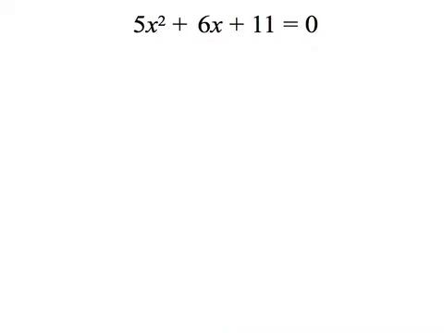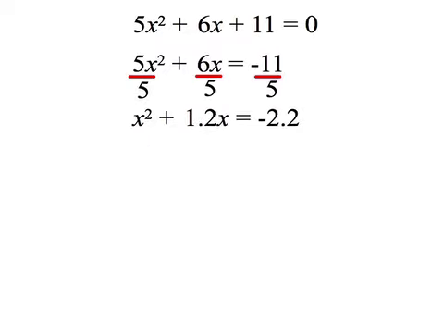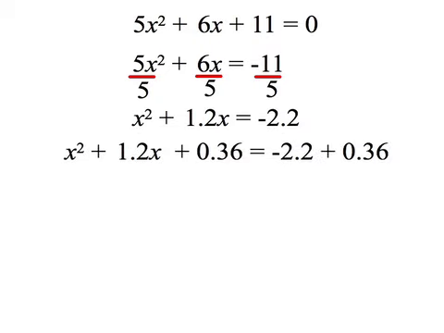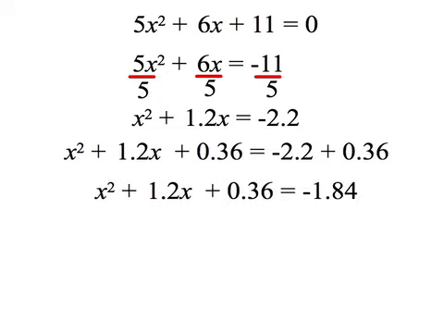Let's take a look at this equation and show what it would have looked like if we had solved it by completing the square. We would have added negative 11 to both sides, divided everything by 5, and then taken that 6/5, cut it in half, and squared it, and added that to both sides, which is 0.36. And then we would simplify the right side to get negative 1.84.